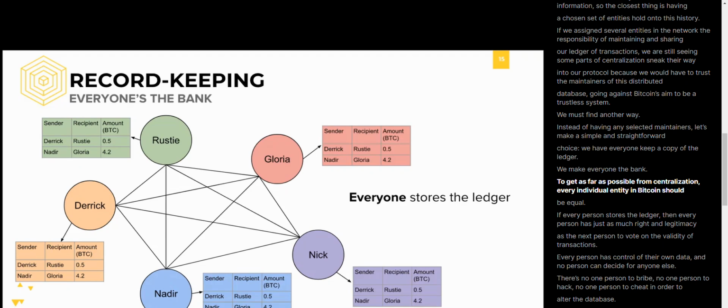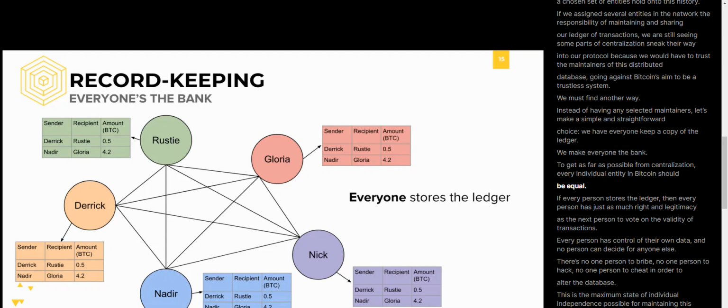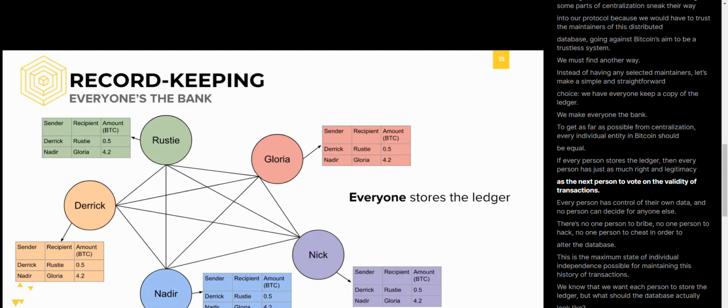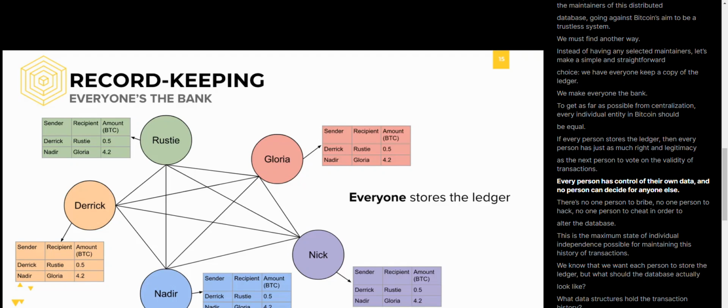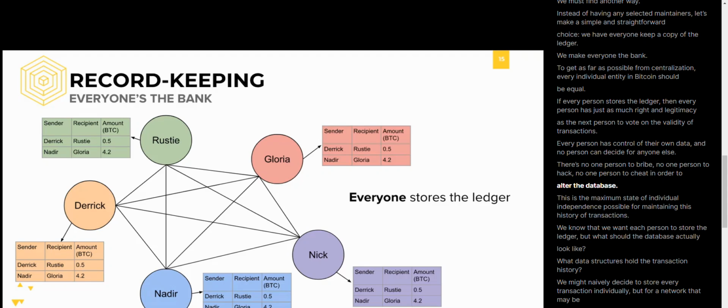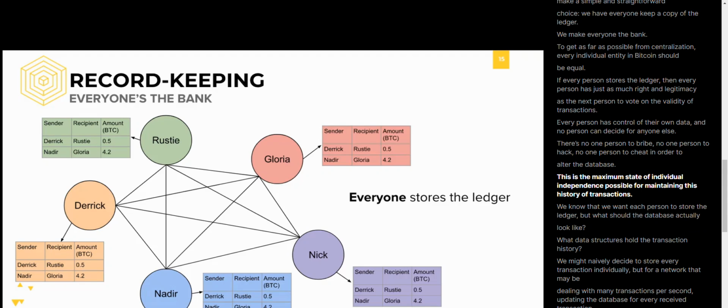To get as far as possible from centralization, every individual entity in Bitcoin should be equal. If every person stores a ledger, then every person has just as much right and legitimacy as the next person to vote on the validity of transactions. Every person has control of their own data, and no person can decide for anyone else. There's no one person to bribe, no one person to hack, no one person to cheat in order to alter the database. This is the maximum state of individual independence possible for maintaining the history of transactions.